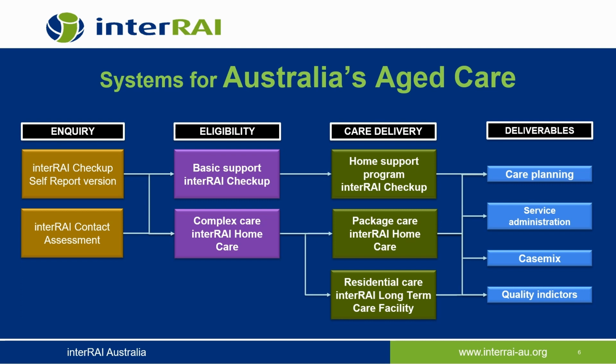All of these systems, as I've explained earlier in today's presentation, produce tools that support care planning, help with service administration, can be used to calculate case mix, that probably could be used to calculate the ANAC categories, in our opinion, and certainly they would be able to calculate quality indicators for residential care and most likely for home care, as they do in many other jurisdictions.